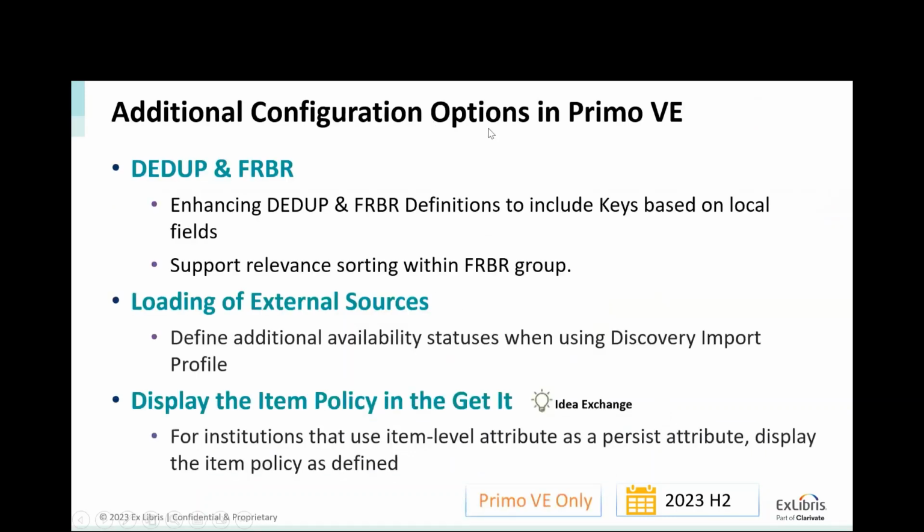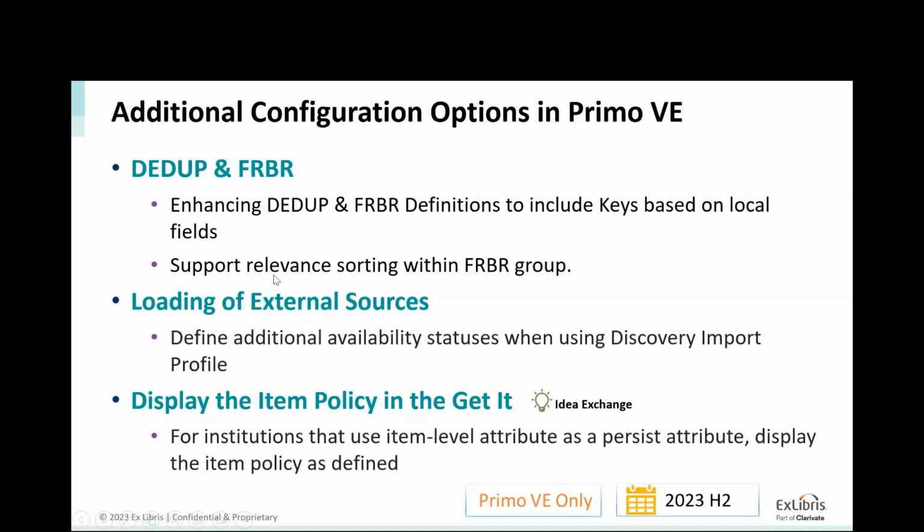Okay, and we'll also shortly highlight additional configuration that we are going to work on in Primo VE, in the area of dedupe and FRBR. We would like you to also have the flexibility to include keys based on local fields, while we have this matching process and key combination in the dedupe and FRBR. So far we are using out-of-the-box keys that are taken from a specific MARC site, and we give you the flexibility to customize this combination. Now we also give you the ability to define a key based on local fields.